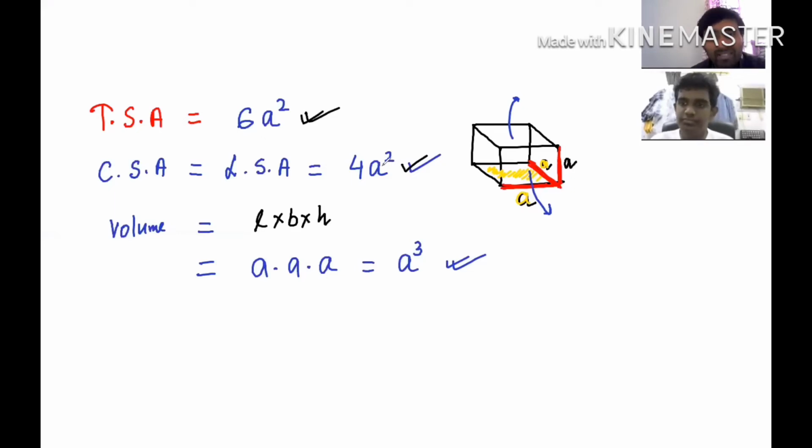Any other questions you can ask me? No, sir. Okay. So this is related to the first exercise, right? Yes. First we'll note down these formulas and then I will move on.